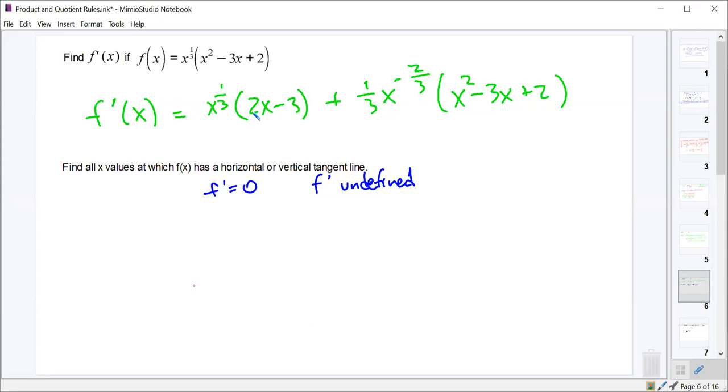Yeah, I get it. Okay. So normally, if we're trying to figure out when something equals 0, usually it's with a quadratic, we factor it, right? And so that makes sense, but what we've actually got here is one term plus another term. So what we need to do is factor out the common thing between each of those. So what is the common thing between x to the 1/3 times 2x minus 3 and 1/3 x to the negative 2/3 times x squared minus 3x plus 2? Anybody see a common thing between those that could be factored out?